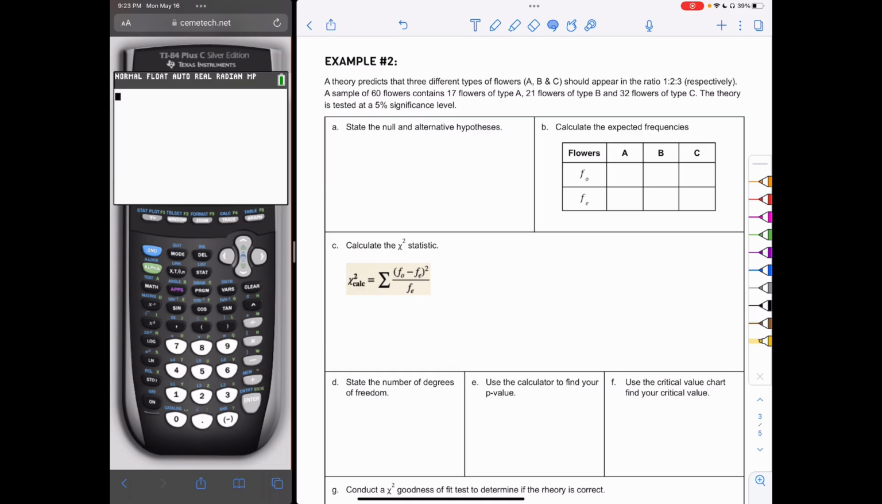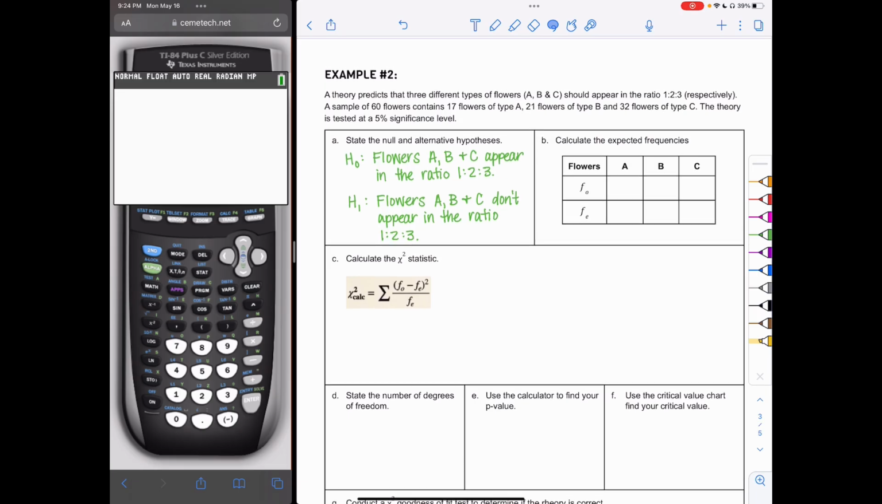So the first thing that they want us to do is to state the null and alternative hypothesis. Our null hypothesis states that the flowers A, B, and C appear in the ratio 1 to 2 to 3, like it's stated. The alternative hypothesis is that the flowers will not appear in the ratio 1 to 2 to 3. So now we have to calculate our expected frequencies. We already know that our observed frequencies are given to us in the problem: 17 flowers of type A, 21 flowers of type B, 32 flowers of type C.